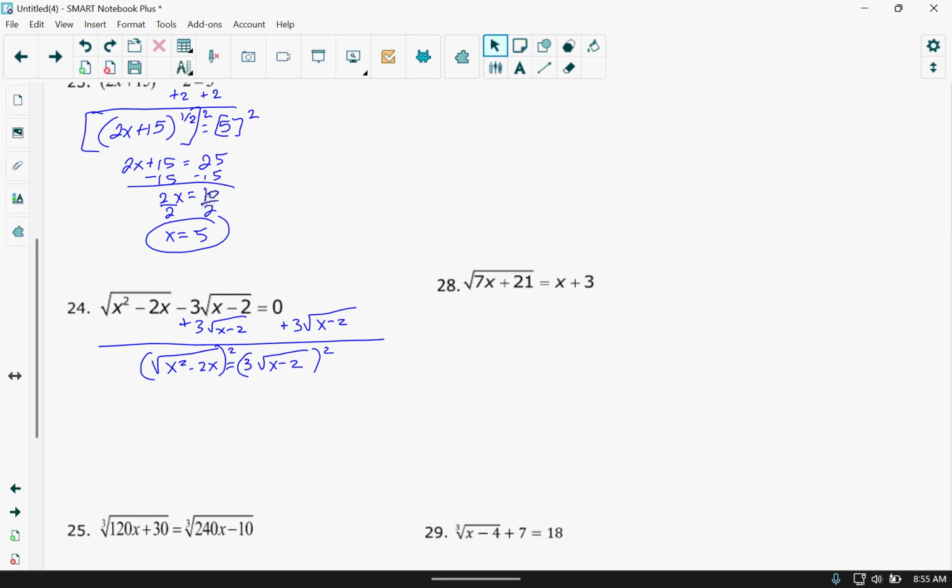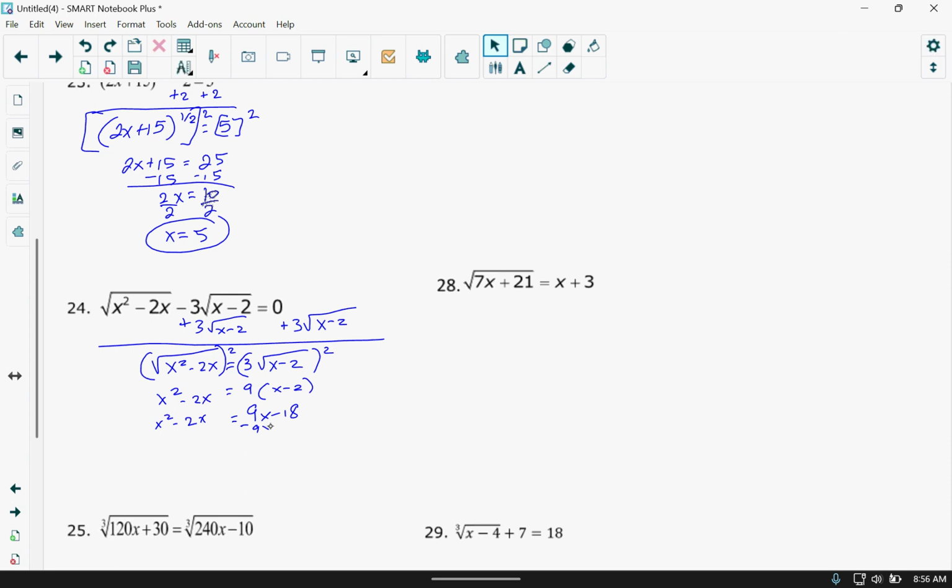Now the left side is easy because you're just left with x squared minus 2x, since the square root and the exponent cancel. On the right side, you have to be really careful because this 3, a lot of people forget about it, but that 3 is also being squared, so that's going to be a 9, and then parentheses x minus 2. The x minus 2 comes out of the radical since you're squaring it. So now I can distribute the 9, so this is 9x minus 18 is equal to x squared minus 2x.